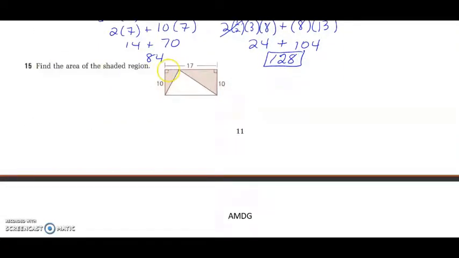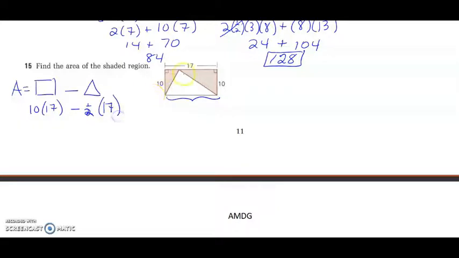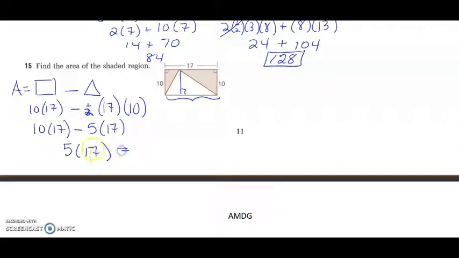To find the area of the shaded region, I'm going to want the rectangle minus the triangle. The rectangle is 10 times 17. The triangle is 1/2 the base times the height. So I have 10 times 17 minus half of 10 is 5, which gives me 5 times 17, 35 plus 50 is 85.